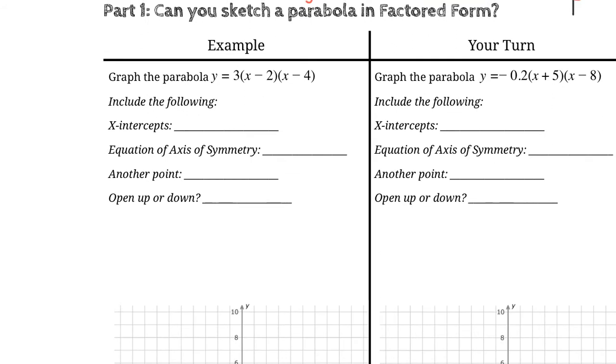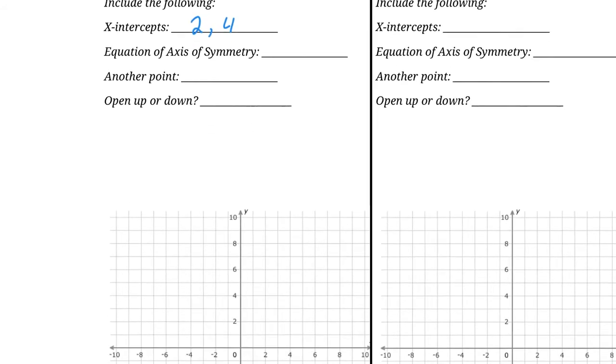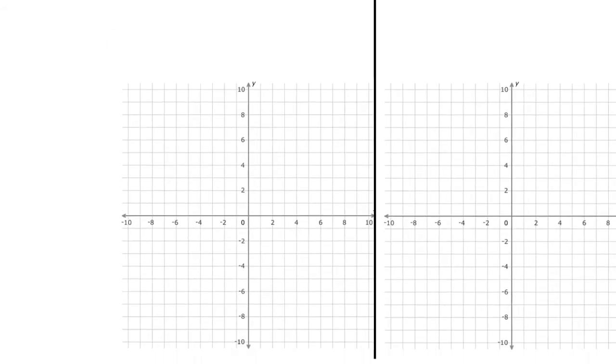In our first example, we have our equation in factored form, y equals 3 times x minus 2 times x minus 4. And we can use this equation to identify our x-intercepts. So we're going to use the opposite sign since it's x minus 2. Our first x-intercept is a positive 2. And the second x-intercept is going to be a positive 4. So let's just quickly graph that. We have an x-intercept at 2 and another x-intercept at 4.